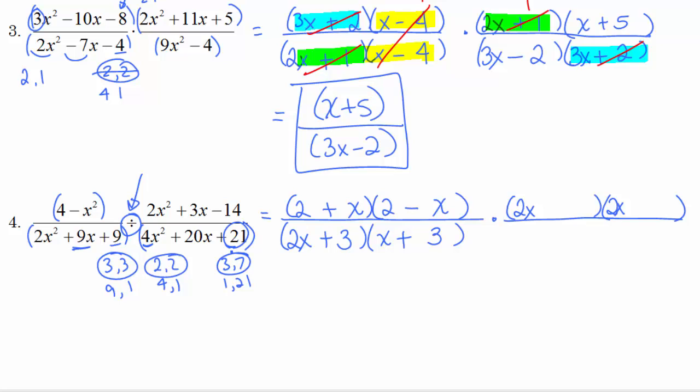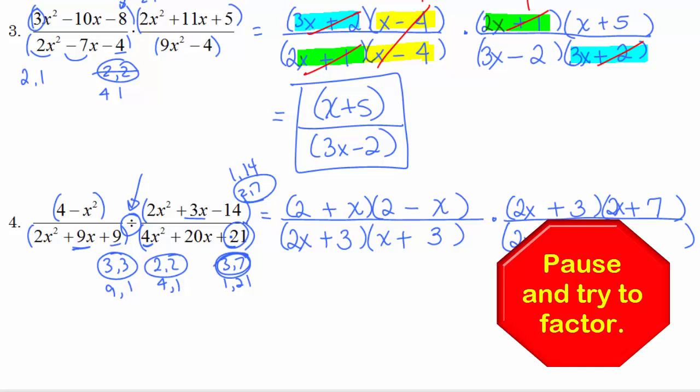And then I'm going to try the 3 and the 7. All pluses. Does that get me 20 in the middle? Yes, it does. Okay, now I'm going to try this last trinomial. Again, 2x and 1x. 14 is either 1 and 14 and 2 and 7. But since the other one had a 7, I'm going to try the 2 and the 7. I need to get a 3 in the middle. Take a sec. You put the numbers in.